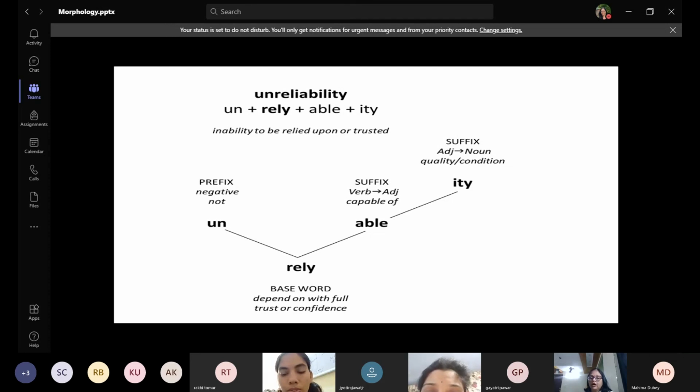Okay, unreliable. Now in unreliable, you joined ity and made it unreliability. Okay, so this one word has got 4 morphemes, of these 4 morphemes, 2 are suffixes and 1 is a prefix, or you may say that there is 1 free morpheme and there are 3 bound morphemes. Okay.